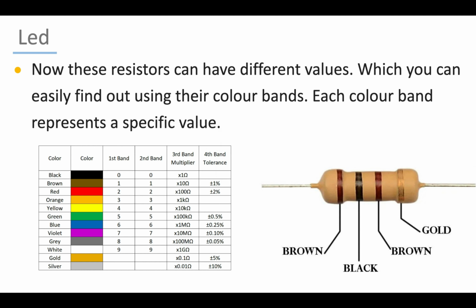Now by using this table, you can find the value of any resistor. It can be 57 ohms, 57,000 ohms, mega ohms, anything. You just need to check the color bands and then you can use those resistors.